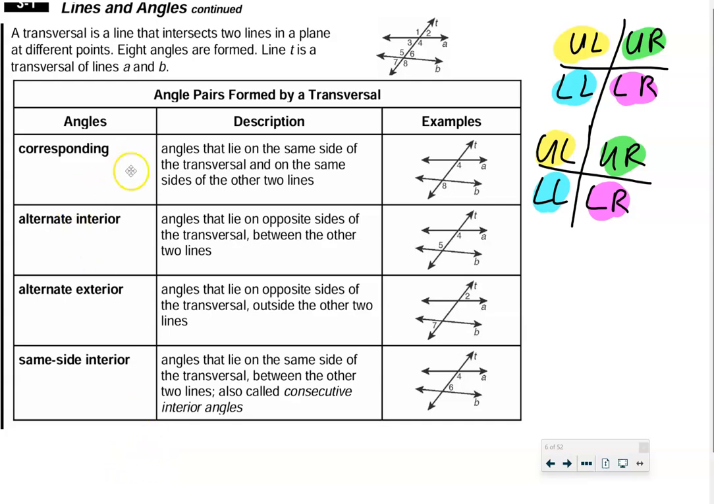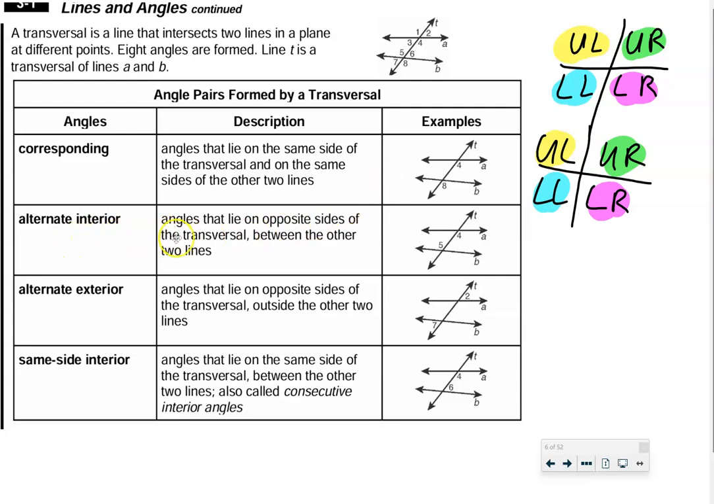Okay, so first let's start with corresponding. Angles that lie on the same side of the transversal and on the same side of the other two lines. So it's on the lower side of the A and B here. Another way to look at that, I've got it over here on the right. It could be an upper left or lower left, upper right, lower right. If you get two of the same, 2 upper lefts, 2 lower lefts, 2 upper rights, 2 lower rights, they're corresponding angles. Alright, let's look at some others.